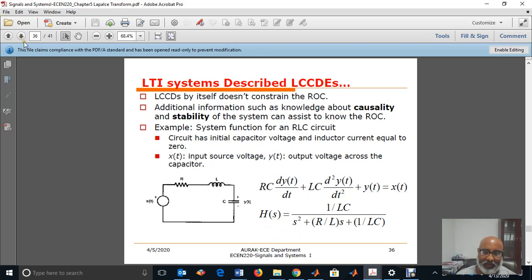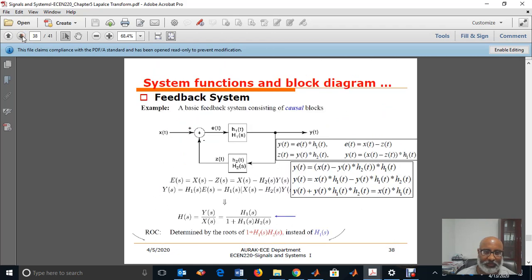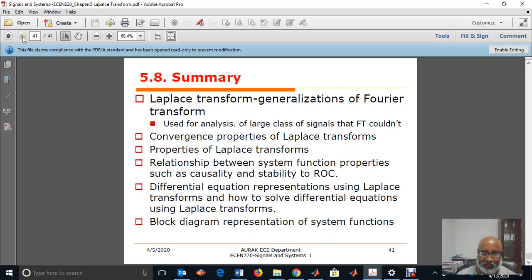Okay, that's all about LTI systems and differential equations and how to solve them using the Laplace transform. Please redo the examples in this chapter and practice the class exercises posted in Blackboard to have more understanding. And thank you for listening to this lecture.